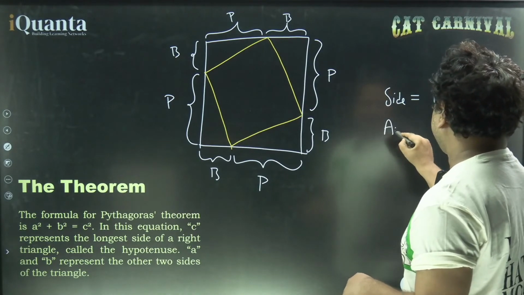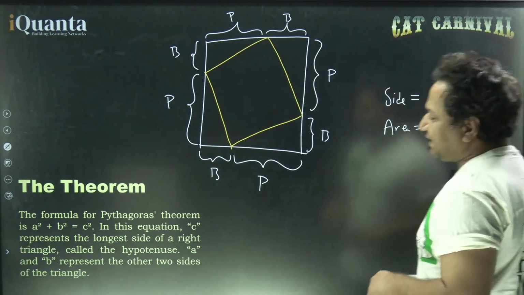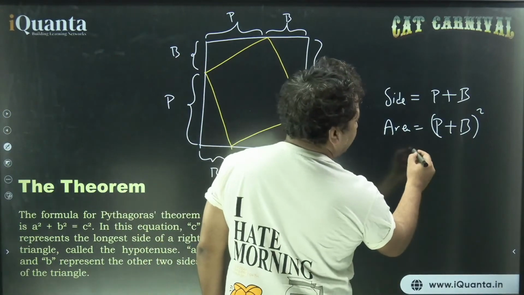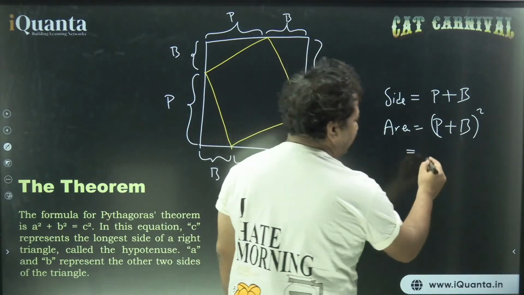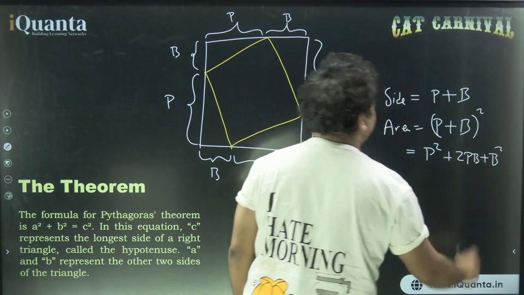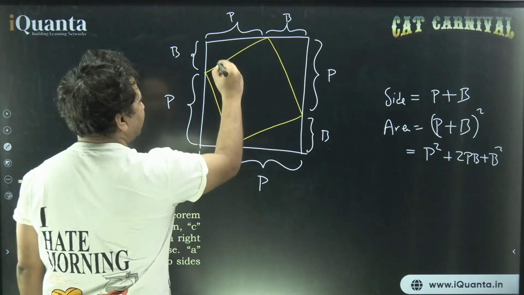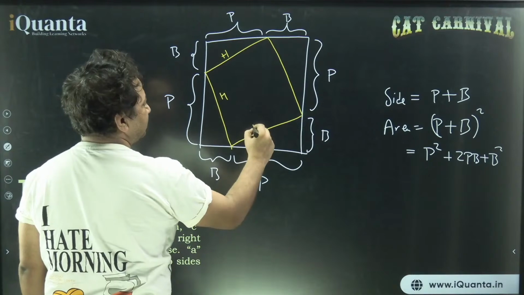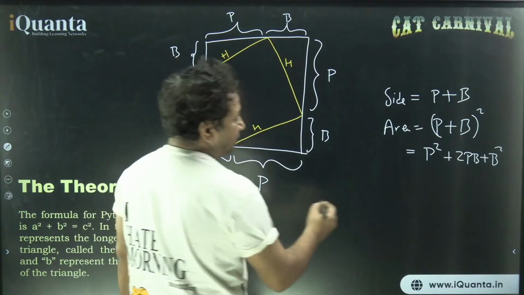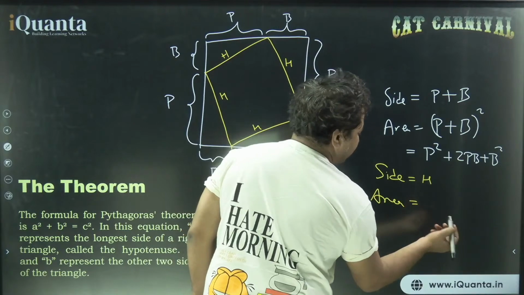And what's its area? Area is P plus B whole square. Because area of a square is square of its side, isn't it? Tell me in the comments, yeah? So if I expand it, if I open the bracket, I'll get P square plus 2PB plus B square. That is what we have. Okay. And for the smaller square, let the side be H. Okay. So what will be the area of the smaller square? Its side is H. Its area will be equal to how much? H square.